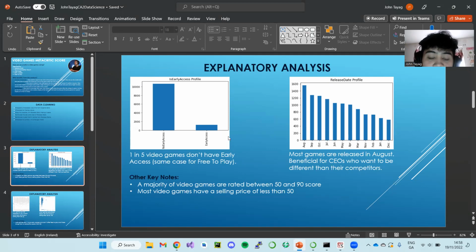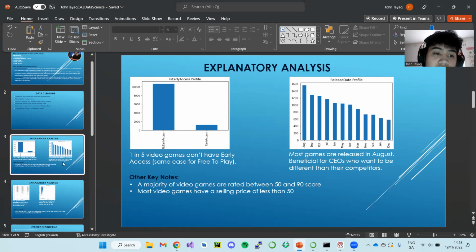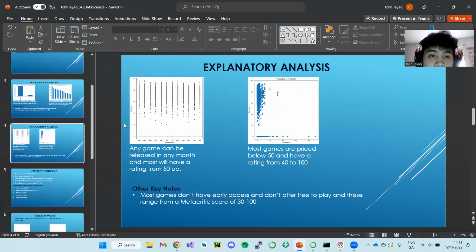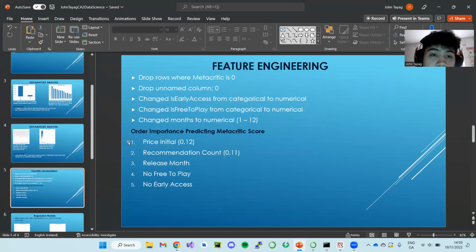And most video games have a selling price of less than 50, which makes sense in the market today. Also, video games can be released in any month and they will have a rating of 50 and up. And as you can see here, most games are priced below 50 and have a rating of 40 to 100. Most games don't have early access and don't offer free to play because, as in our data, I think early access only counts for about 5%, and free to play only counts for about 10%.